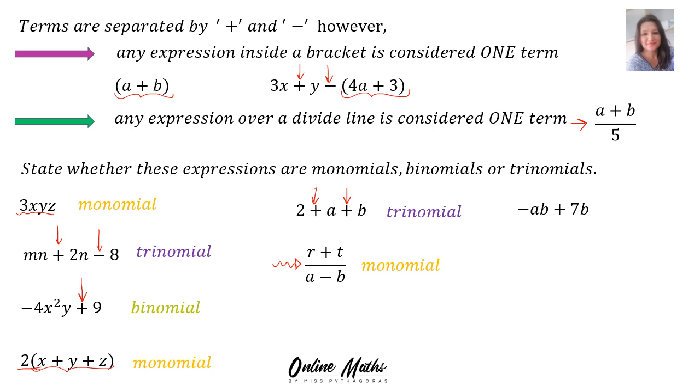-ab plus 7b, it's the plus that separates them. Therefore, it's a binomial. When I give you this one now, it's the division sign that joins the x plus y over 2. The minus separates that from 8. There's a plus that separates, and a minus c is joined inside a bracket. Therefore, that one is a trinomial.